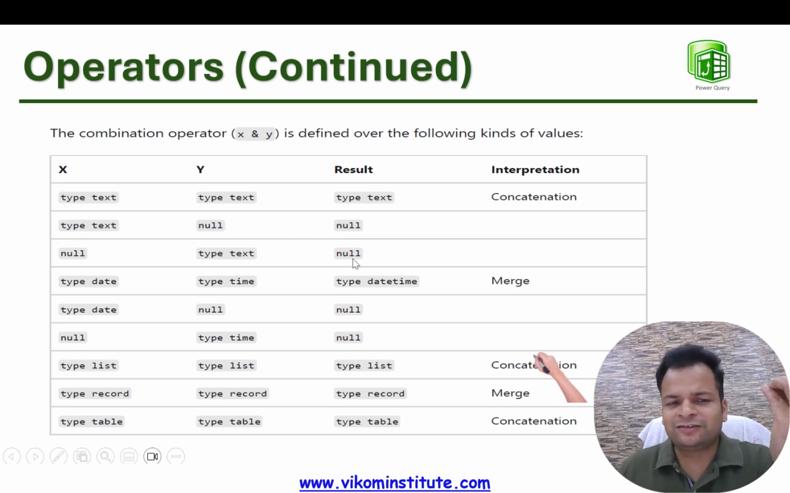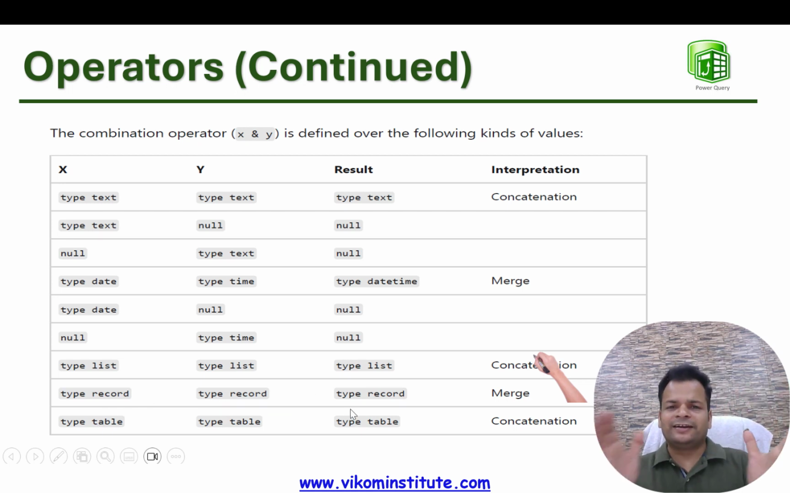Null with text, blank. Date with time, we can convert it, we can do that, and now it will show me date and time. Date with null, null. Null with time, null. List with list, I have shown you the list is arising. Now table and table we can also concatenate.